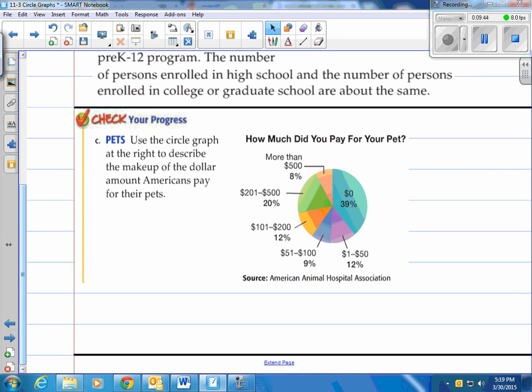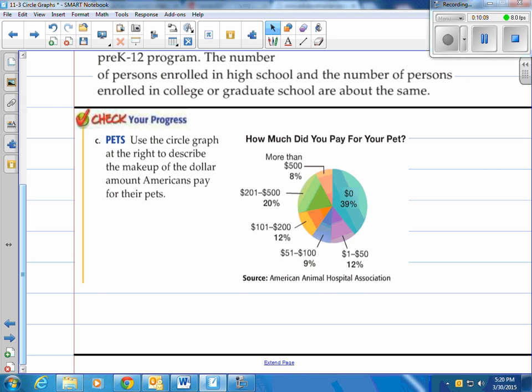All right, what can you say about this graph right here? It says use the circle graph at the right to describe the makeup of the dollar amount Americans pay for their pets. How much did you pay for your pet? And you can see the different values. 0, people that didn't pay anything, 39%. And then $1 to $50, 12%. $51 to $100, 9%, and so on and so forth.